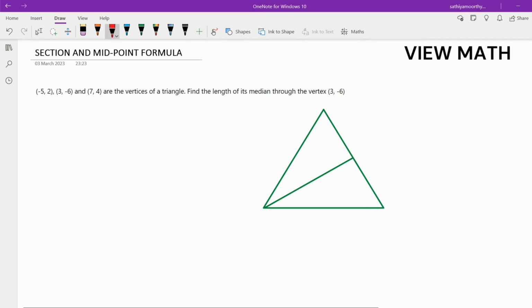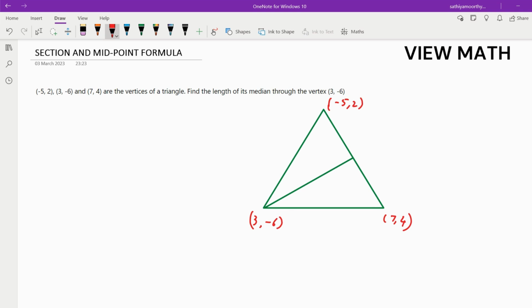Next problem. Minus 5 comma 2, 3 comma minus 6 and 7 comma 4 are the vertices of the triangle. Find the length of its median through the vertex 3 comma minus 6. Now you can see the triangle here. The vertices of the triangle they have given, so let me mark it. This is minus 5 comma 2 and this is 3 comma minus 6. This is 7 comma 4.